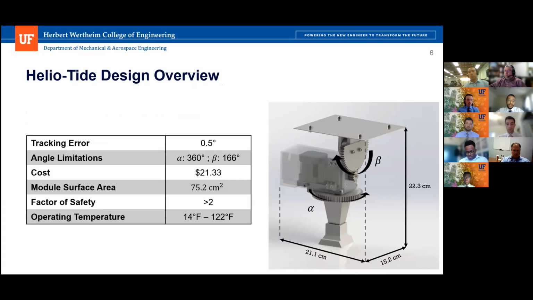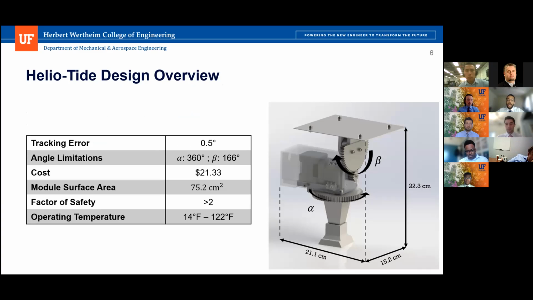And on the left side here are a couple specs that I'll walk you guys through. One of the customer requirements was a margin of error of 0.5 degrees. And so essentially the Heliotide is able to redirect sunlight to a specified location with a margin of error of 0.5 degrees, satisfying that customer need.